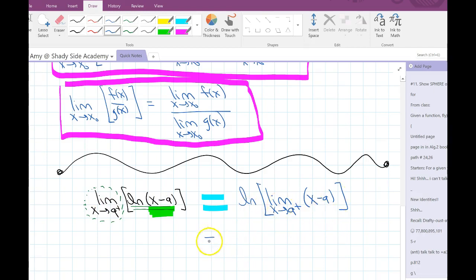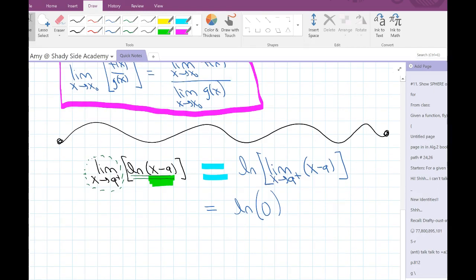This becomes the natural log of, as x approaches 9 from the right, x minus 9 approaches 0, right? And you know natural log of 0 approaches what number? Yes, negative infinity, meaning the limit does not exist. Okay? Now, it doesn't mean that you can just stay in this world. You can say, you know what, I'm just going to stay here. I don't really like this conversation about switching the order.